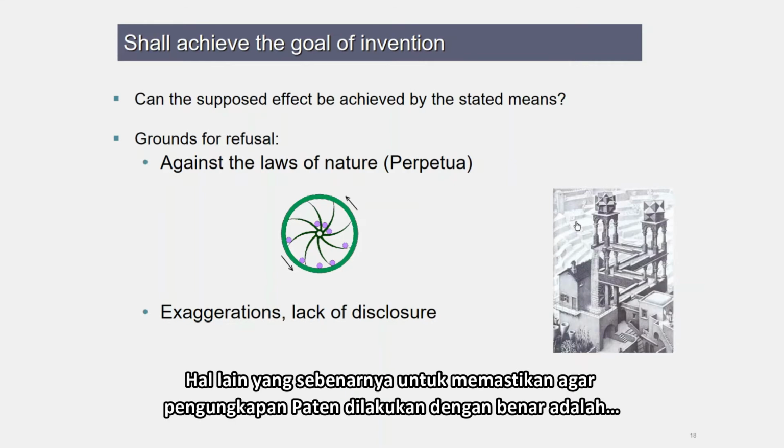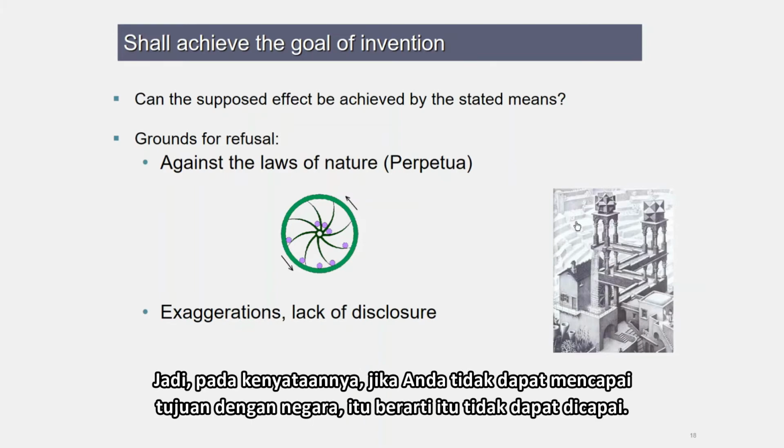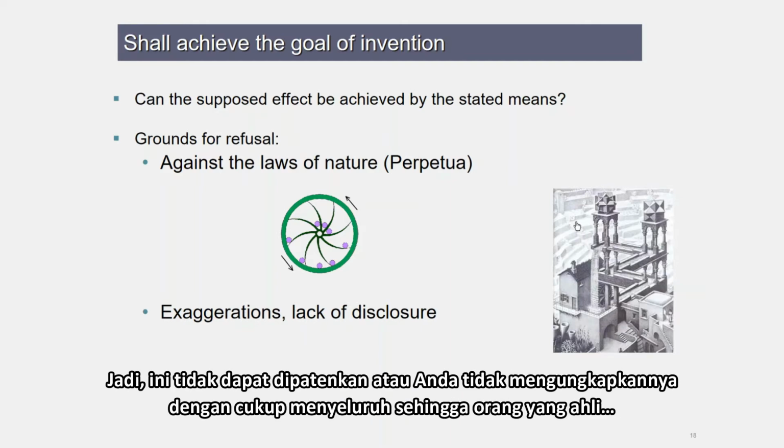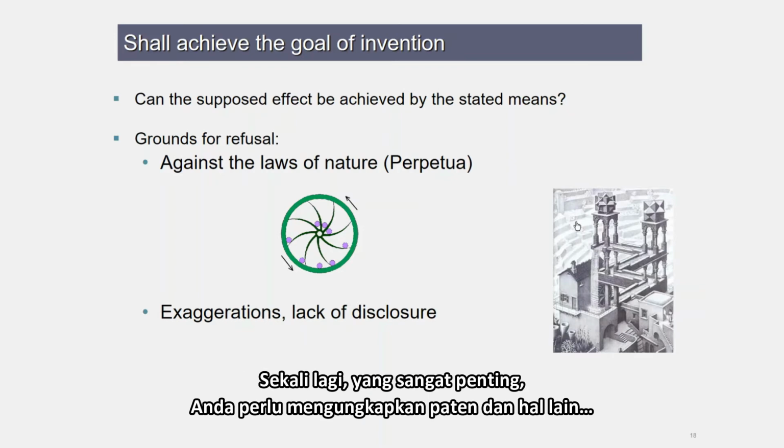Another thing is, in fact, in order to assure that the disclosure of the patent is done correctly, patents shall be granted by a criterion, and this criterion is industrial application. So, in fact, if you cannot achieve the goal with the stated means, it means either it cannot be achieved, so it is not patentable, or you did not disclose it thoroughly enough so that a man of skill can do it by reading that disclosure. And that is another reason for losing the patent. So again, very important, you need to disclose the patent.